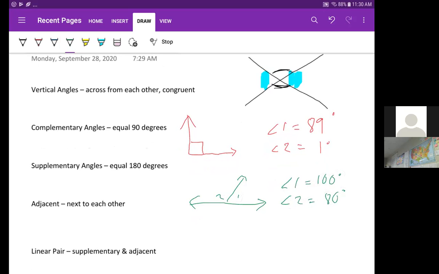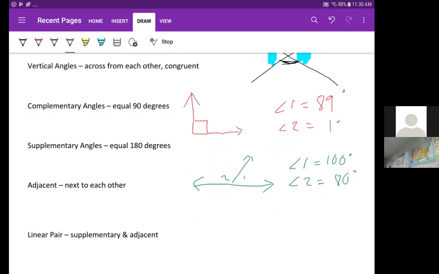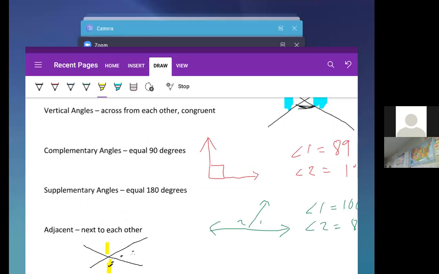Adjacent just means next to each other. So for instance, when you're looking at adjacent angles, you have these. So these two would be adjacent because they're touching each other, these two here. But if you went across, like here and here, those would not be adjacent because they're not touching each other, they're crossing each other. And then a linear pair is supplementary and adjacent. So that's really it.